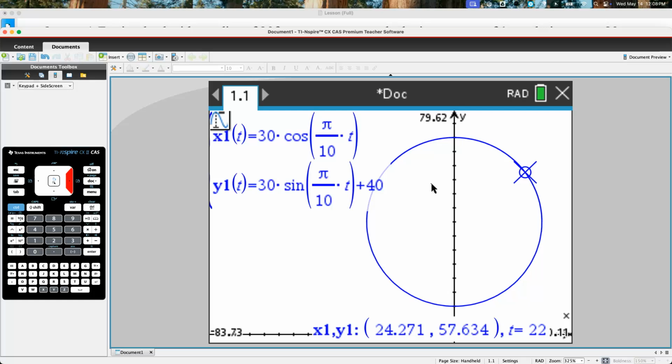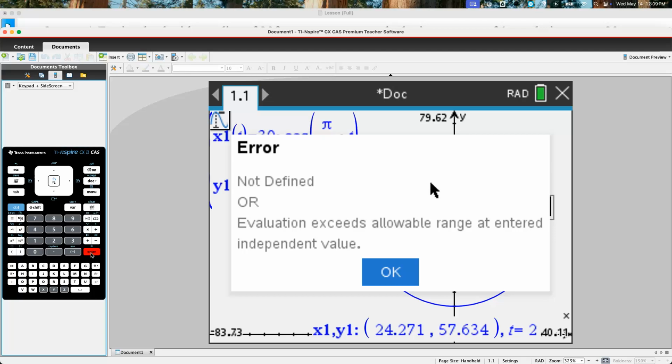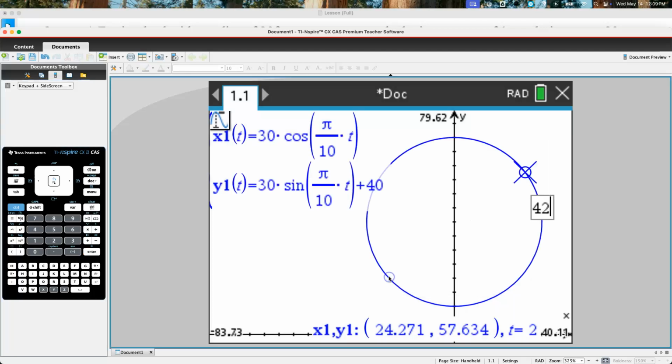Or, because we're going around and we're in the same position every 20 seconds, you could just go right to 2. A t-value of 2 would also give you 22. A t-value of 42 would give you 22, but I can't type in 42 here because I only went up to a t-value of 30. So I would get an error message then in that particular case. Okay? But I could do 2 or 22 here and get the same spot.